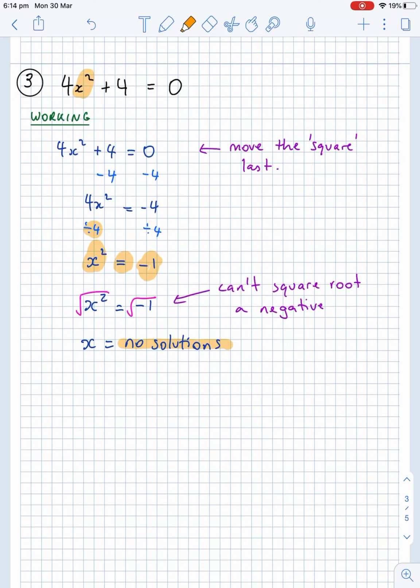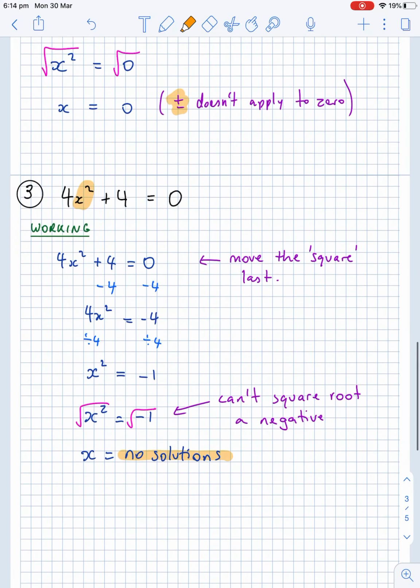X squared equals a negative number. That suggests that there's going to be no solutions. And the reason is because when we try to square root this negative 1, it doesn't work. It gives us an error in our calculator. So that suggests that x equals no solutions. There are no answers that work.